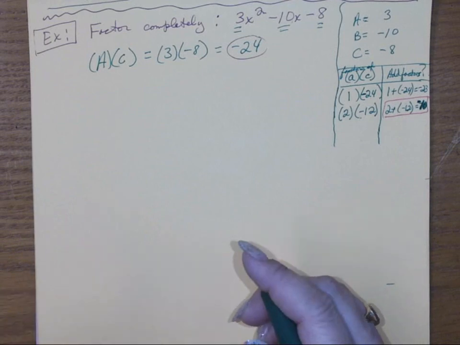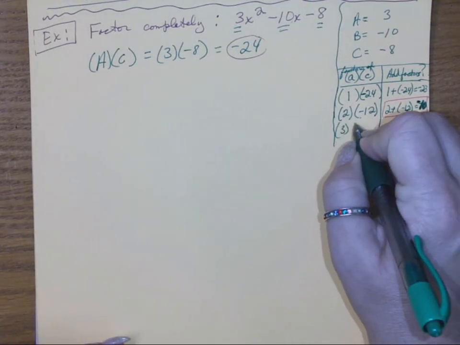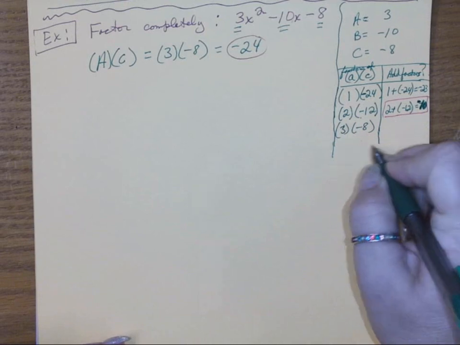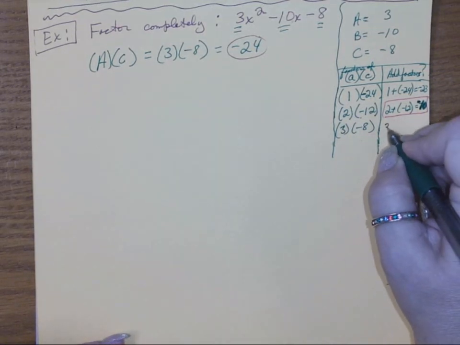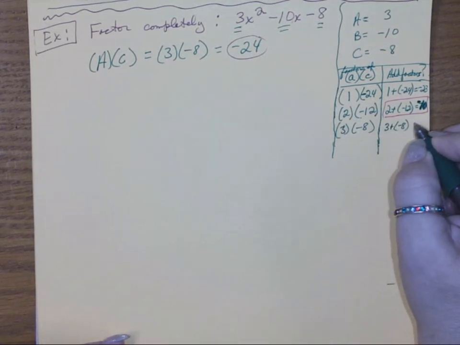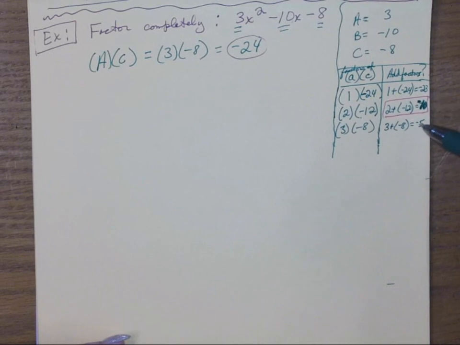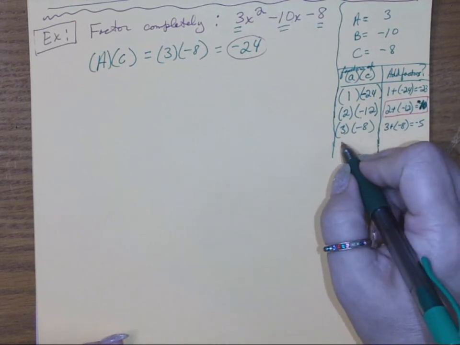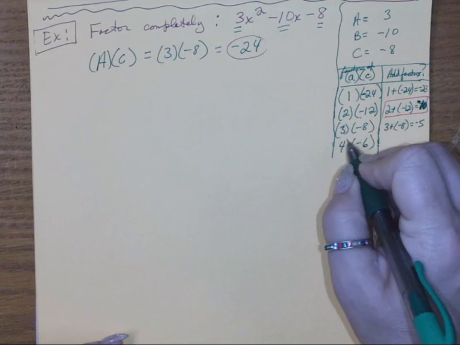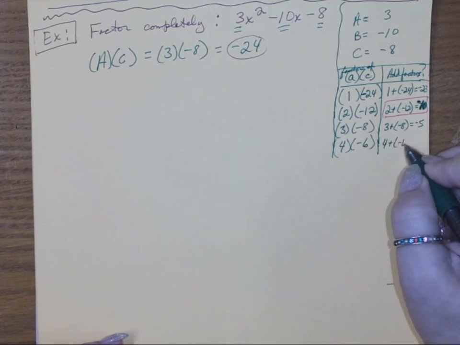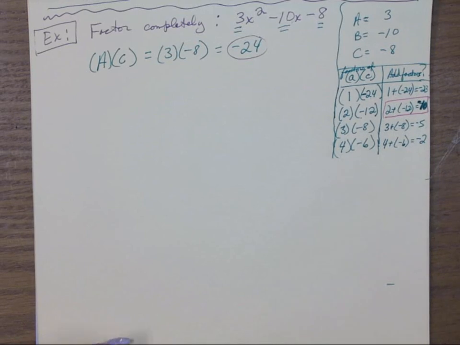Just to be clear, though, I could keep going. I could do 3 times negative 8. Well, 3 times negative 8 gives me negative 24, and 3 plus negative 8 would give me a negative 5. And I know that I've gone on the other side. I was too big of a negative, now I'm too small of a negative, so that's not going to be it. And the other option would be 4 times negative 6, and 4 plus negative 6, again, going the wrong direction. I'm getting a negative 2. So for sure, we got the right combination there on the second try. That's the one I wanted.